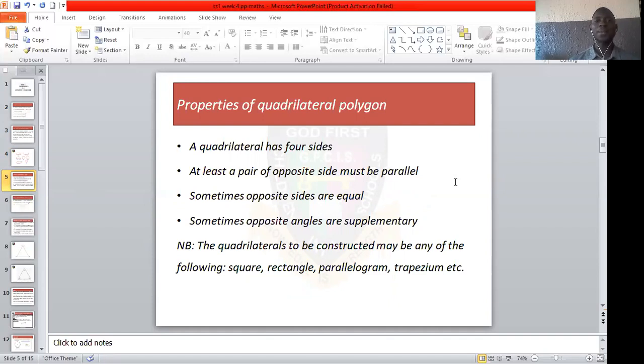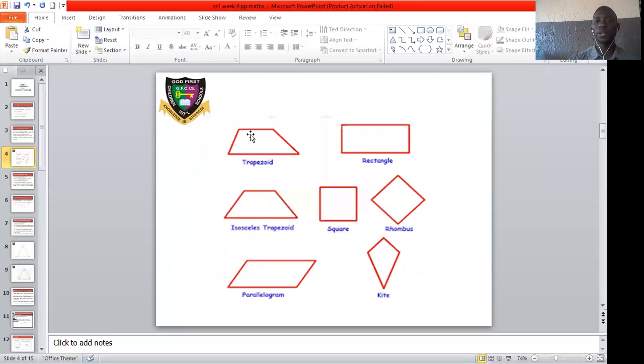So at least a pair of opposite sides must be parallel. You know what parallel lines means? Lines that do not meet. That is at least a pair. That is, two of these lines must be parallel. Looking at this, consider this a parallel line. This line here with these are parallel to each other.